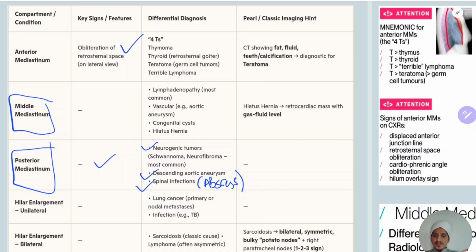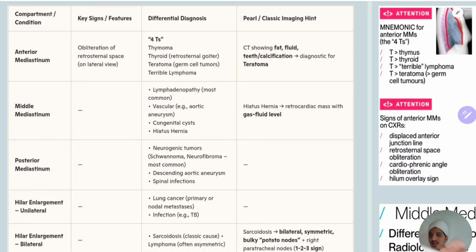Neurogenic tumors like schwannoma and neurofibroma are the most common. Schwannoma and neurofibroma are the two most common neurogenic tumors, and descending thoracic aortic aneurysm and spinal infections may be bacterial or tubercular. That is about the posterior mediastinal mass. Okay, that's about the mediastinum.